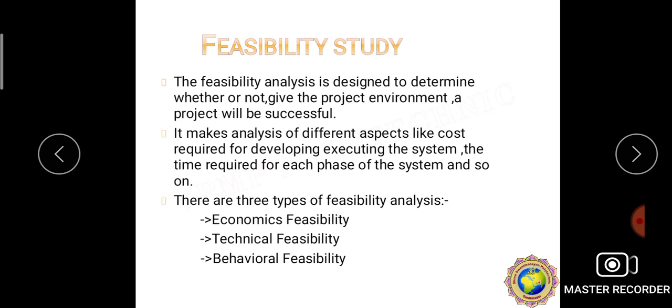Here there are 3 types of feasibility analysis. First is economic feasibility, second is technical feasibility, and third is behavioral feasibility. These 3 types of feasibility analysis are very important for developing software. Once again to revise: first economic feasibility, second technical feasibility, and third behavioral feasibility.